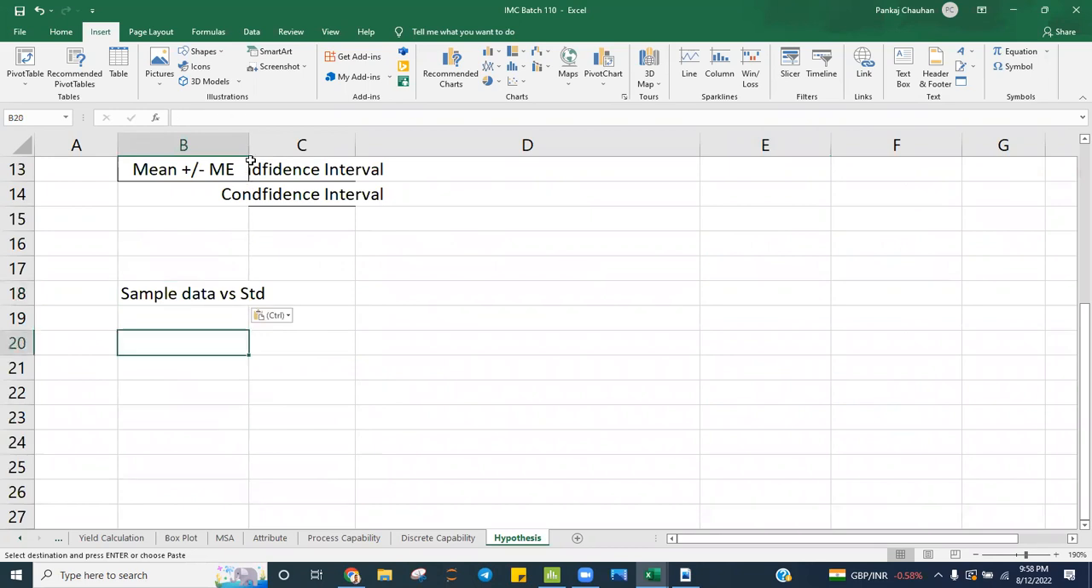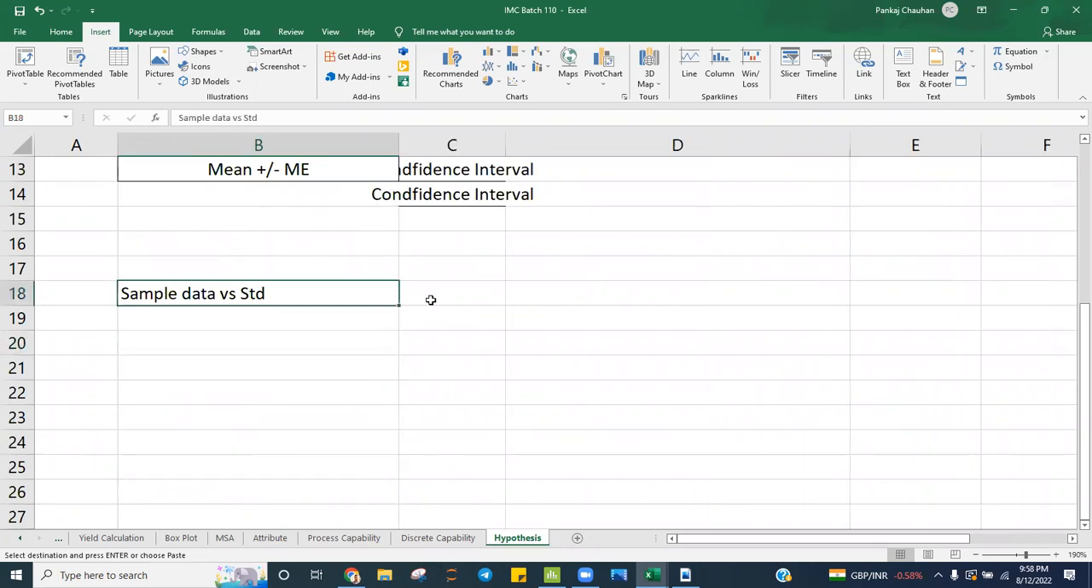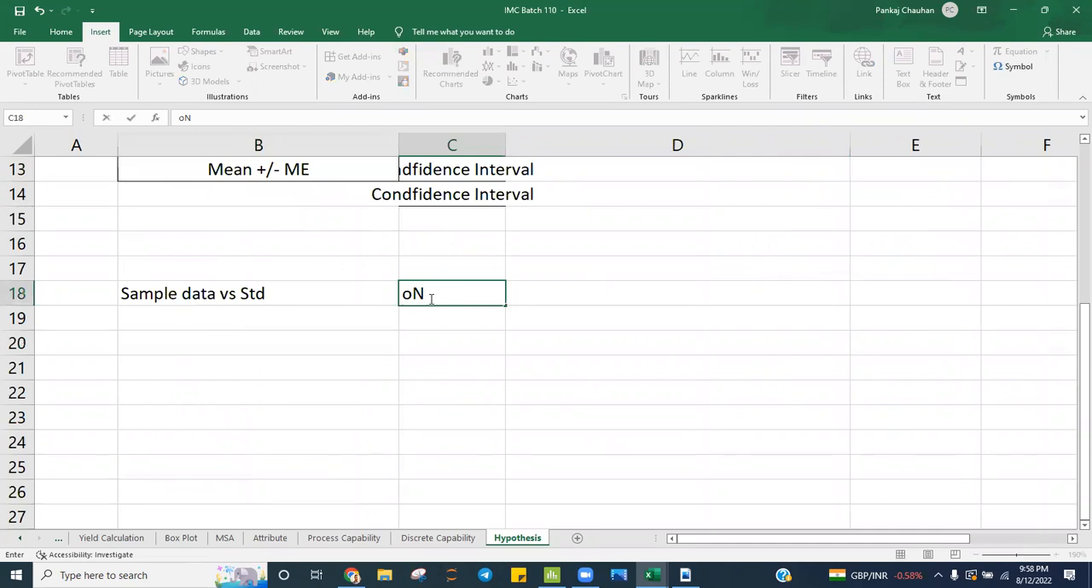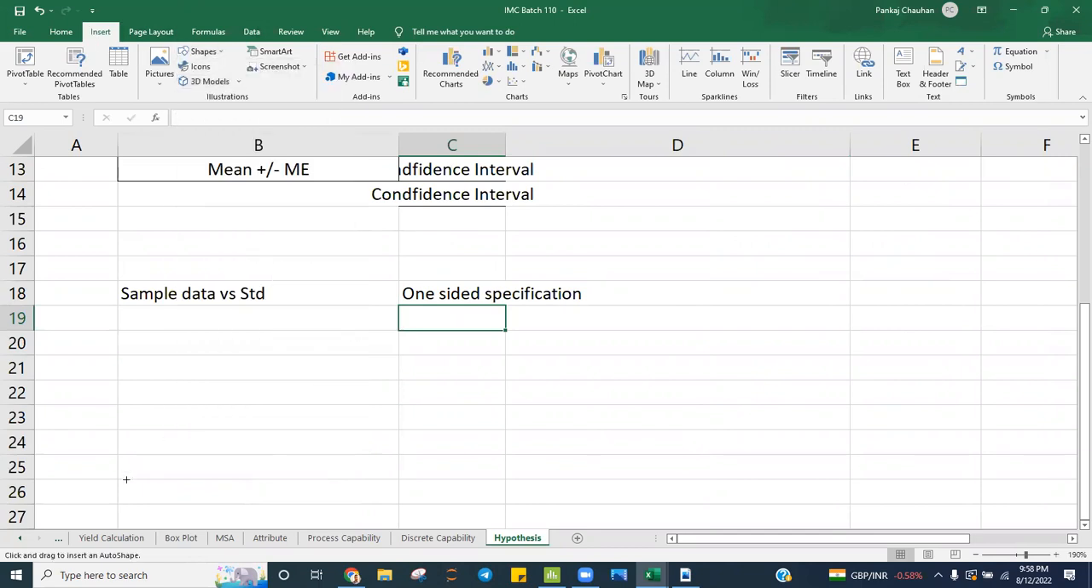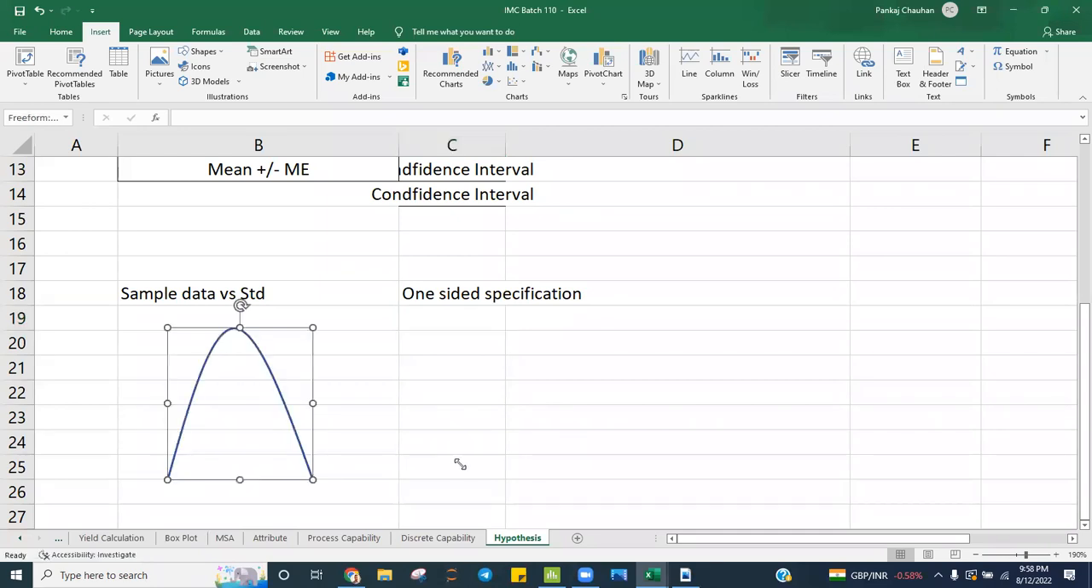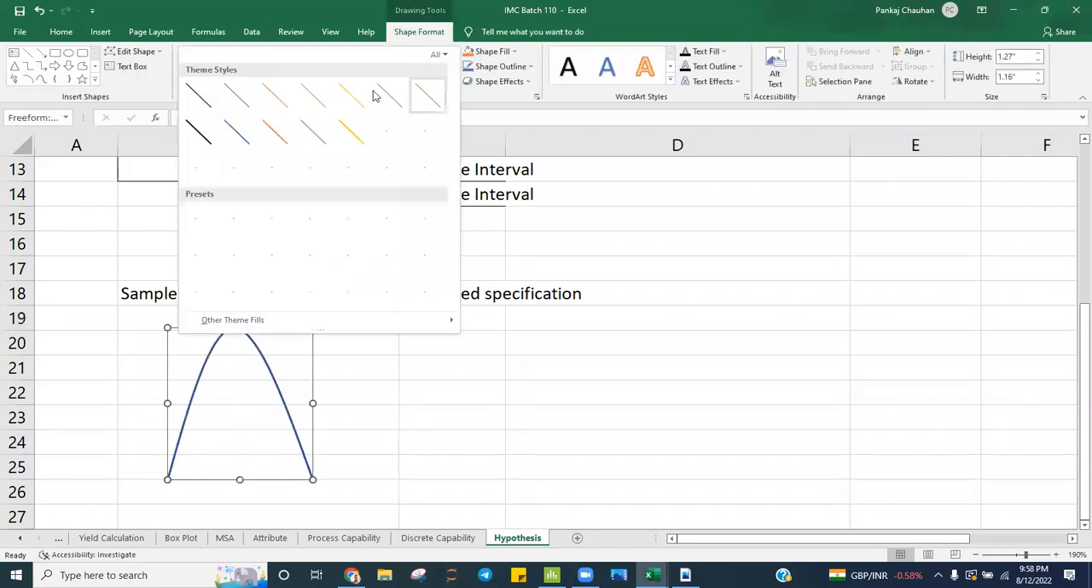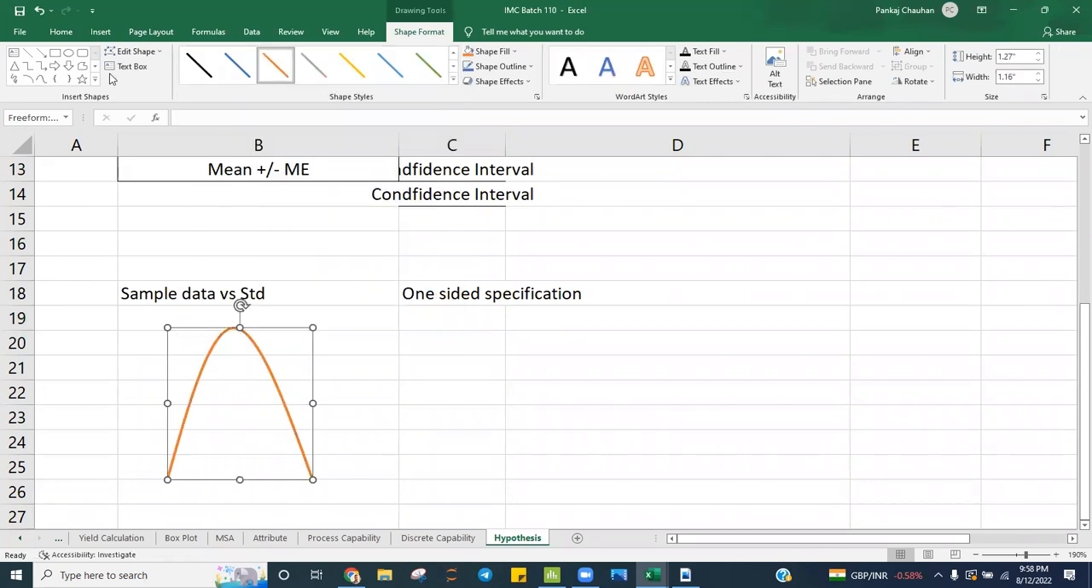Here is the sample versus standard. When you compare, it means you have a one-sided specification, because you have a target value and you are comparing your sample data. So in the one-sided specification, maybe your sample data is coming like this. This is how your sample data distribution is there. And your target value, suppose it is higher is better, so it is here.